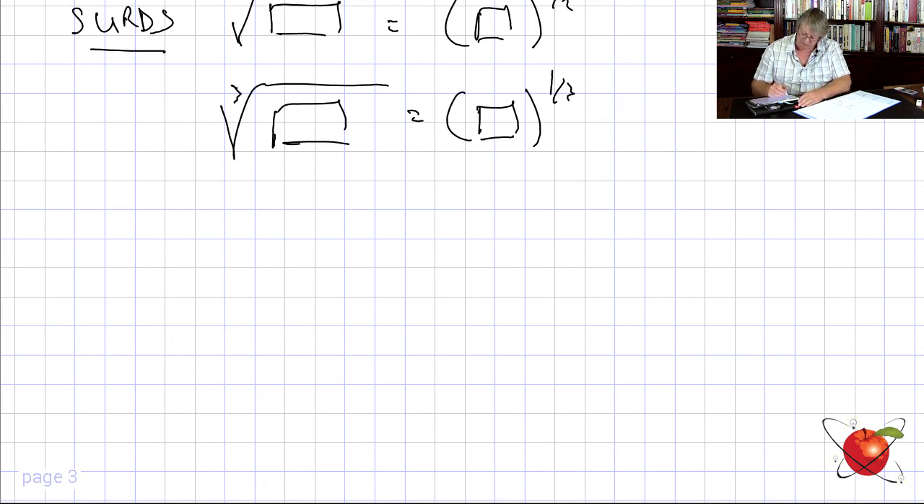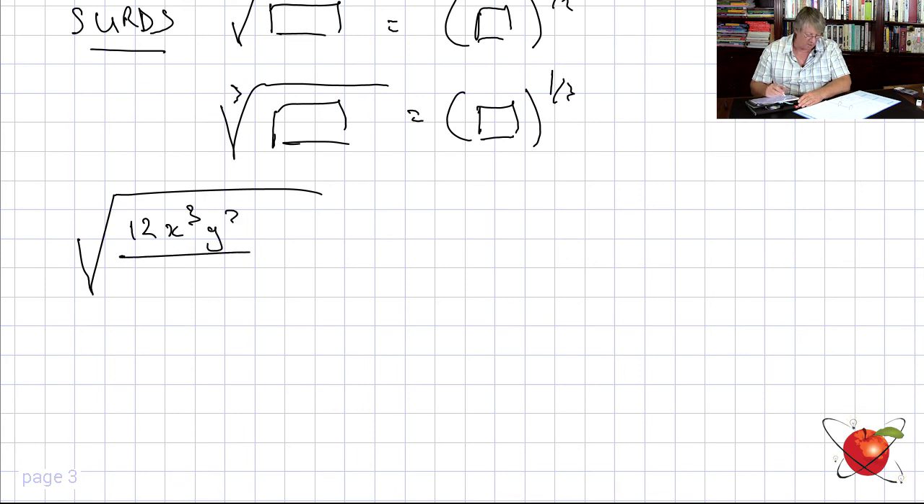Okay, what do I do? They say simplify this: 12x cubed y to the 7 all over 3x to the 5 y. First of all, let's look. I can cancel here. Always look to simplify. That's going to be a 4. x cubed over x to the 5 cancels. y cancels, leaving me with y to the 6.